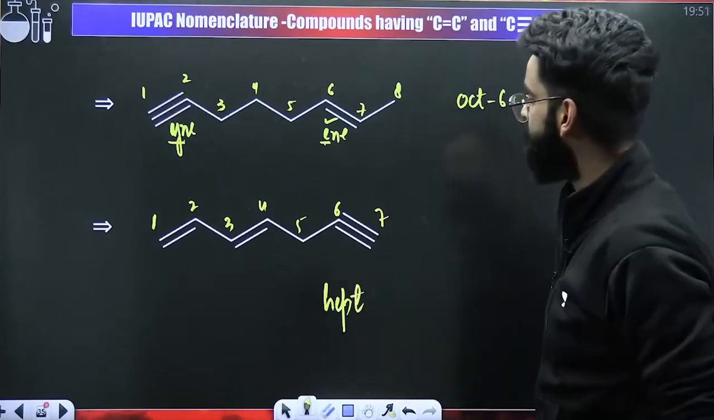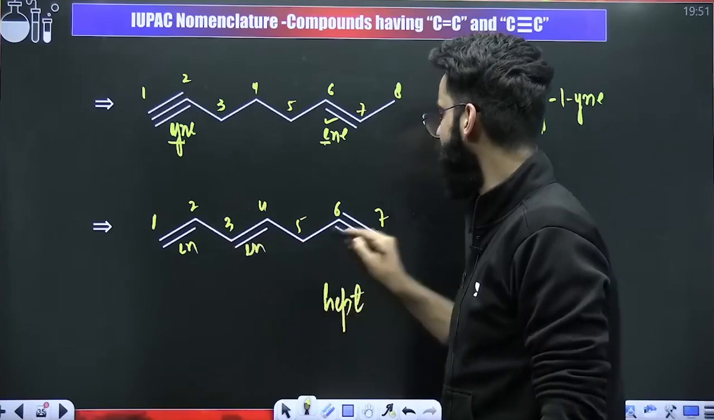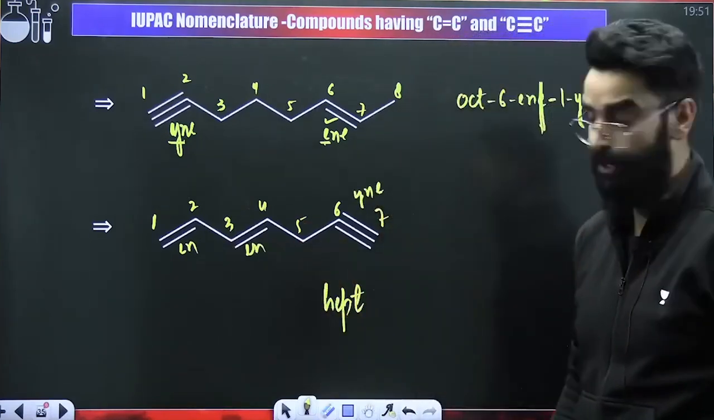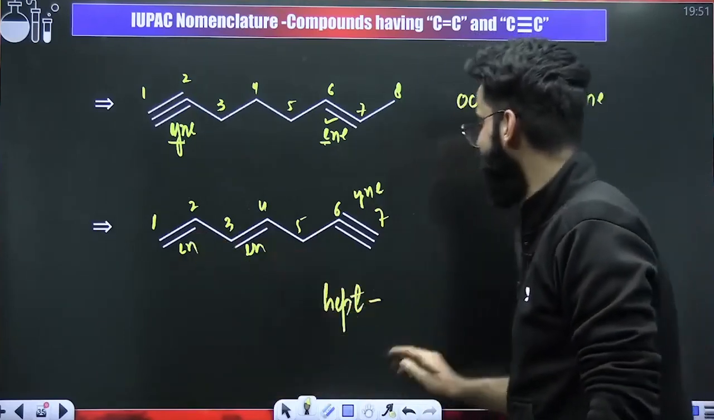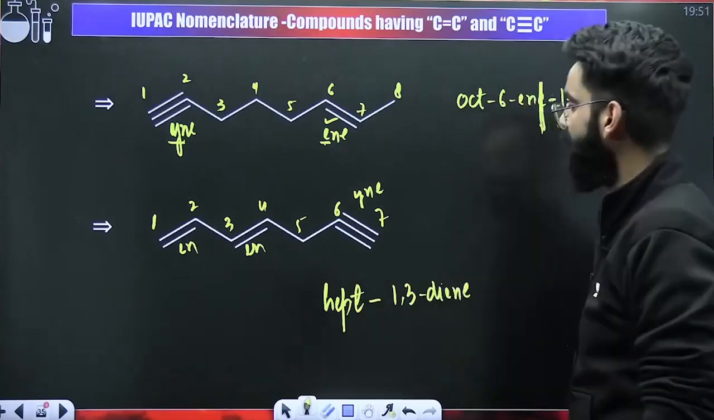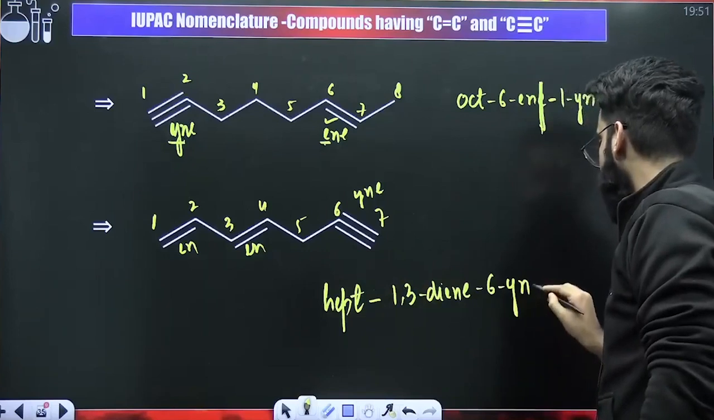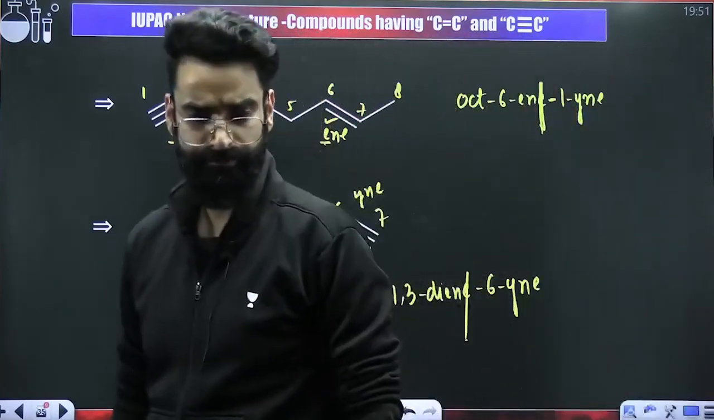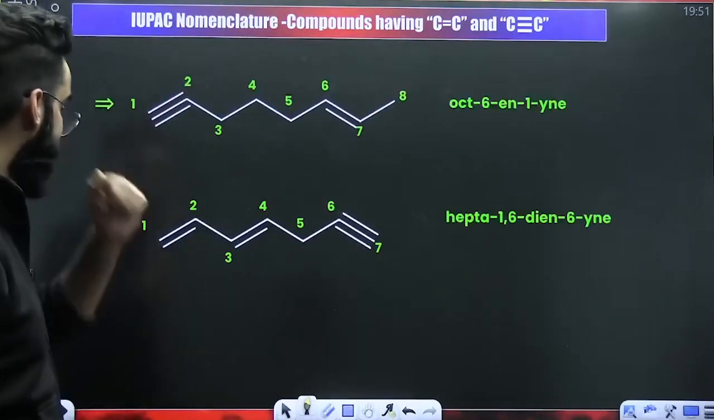Perfect. Now, my dear students, try to understand. This is ene, this is also ene, this is ine. So which one to prioritize? I'll be prioritizing E first. So it is going to be hept-1,3-diene. And at carbon number 6, you have got ine. So ine. After E, a vowel sound is starting, so drop this E over here. Perfect. Simple. I believe you should be able to solve these sort of questions.